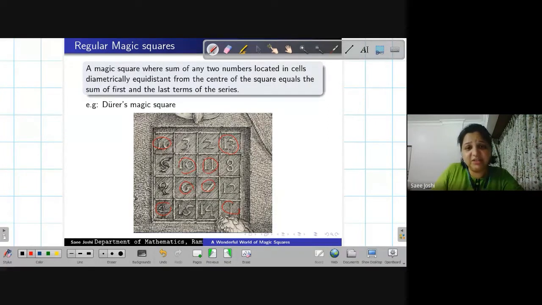And what is the sum? This grid contains the numbers from 1 to 16, so the sum of these diametrically equidistant cells turns out to be 16 plus 1. That is nothing but n squared plus 1. So the sum in fact turns out to be n squared plus 1. Here it is 16 plus 1, which is 17, the sum of the first and the last term of the series.